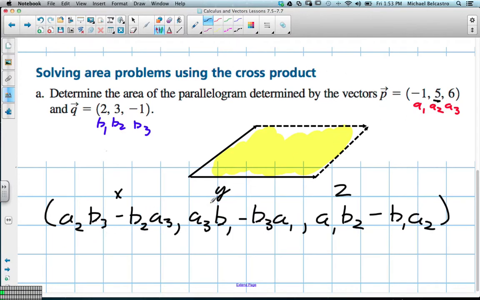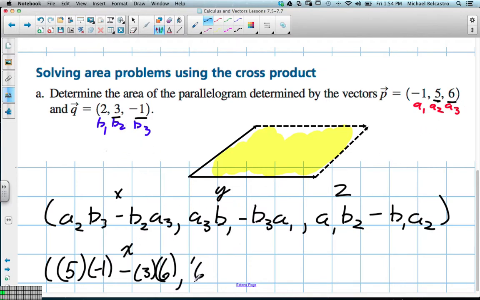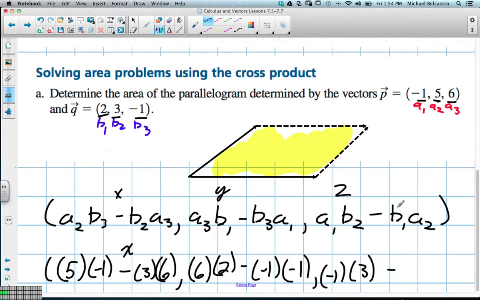So A2 was 5. So we have 5 multiplied by B3, which is -1. Subtract B2, which is 3, times A3, which is 6. That will give us a value for x. A3, which is 6, times B1, which is 2. Subtract B3, which is -1, times A1, which is -1. Will give us our value for y. And for z, A1, which is -1, times B2, which is 3. Subtract B1, which is 2, times A2, which is 5.